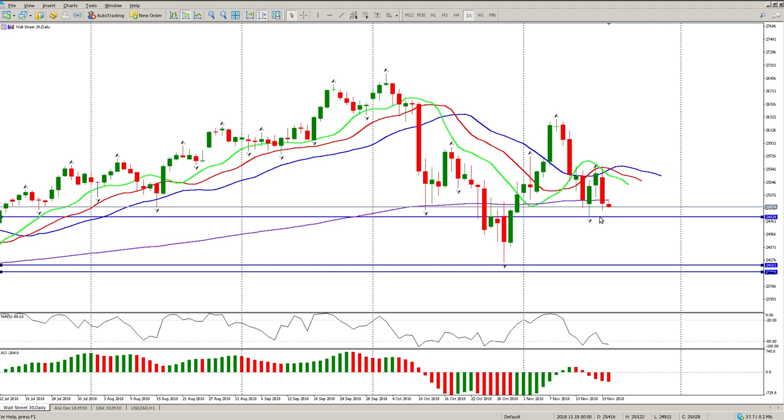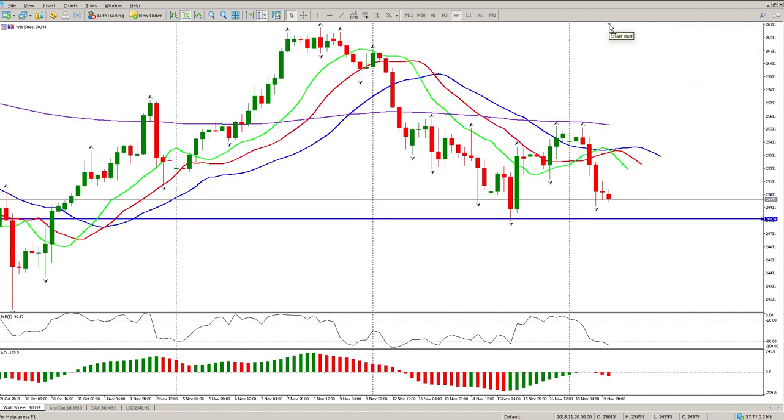and the critical area to watch on the daily is a daily close below 24824. Okay, so let's just quickly look at the 4 hour.